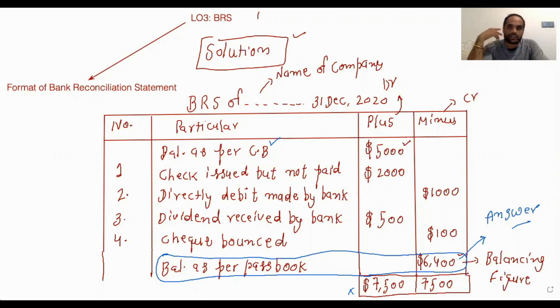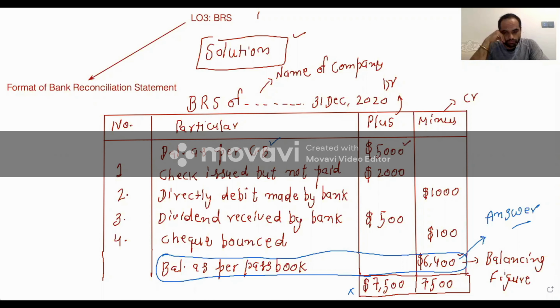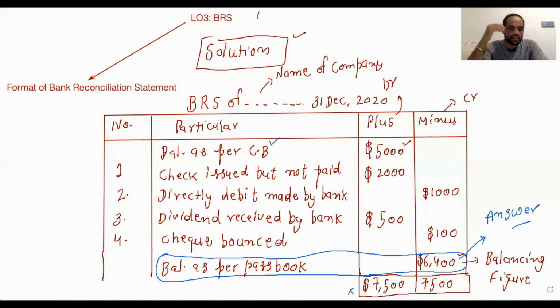So whatever 6 or 7 situations are given in your assignment, we will practice all these situations. All right. And in the next lecture, I will also explain a very small thing before we start preparing the bank reconciliation statement. We have two methods to prepare a bank reconciliation statement.